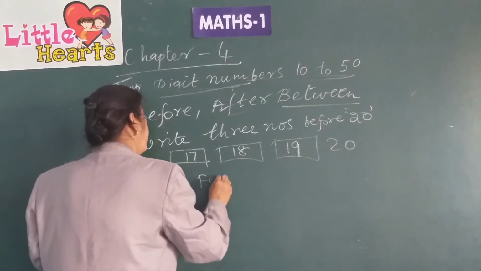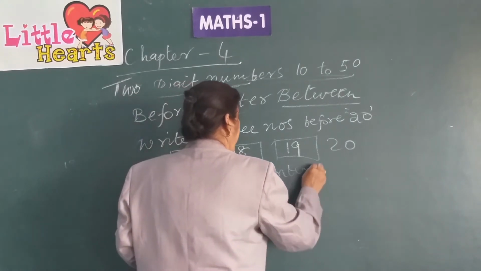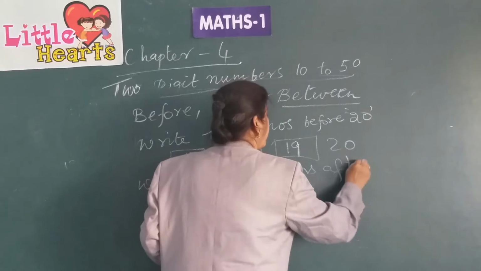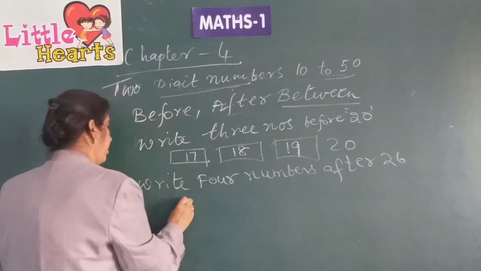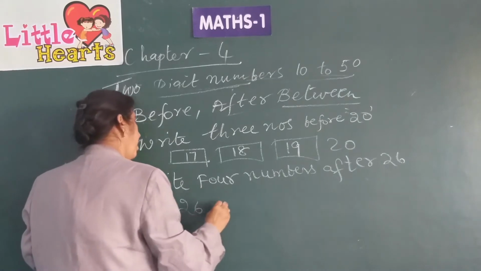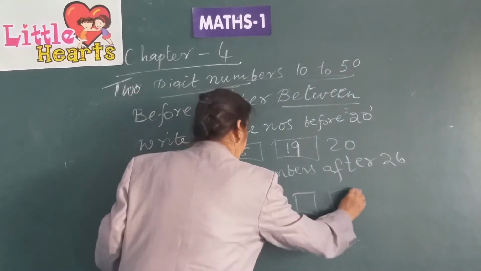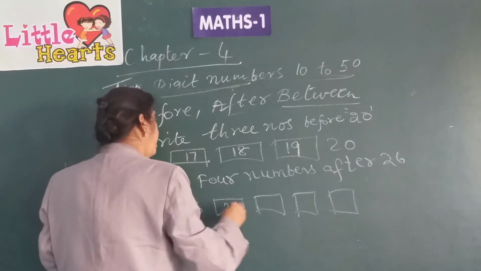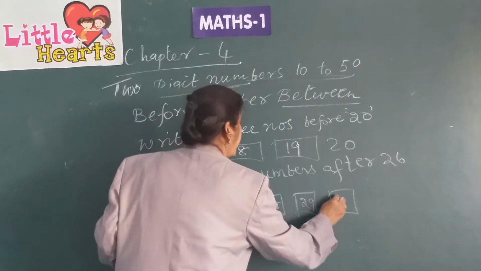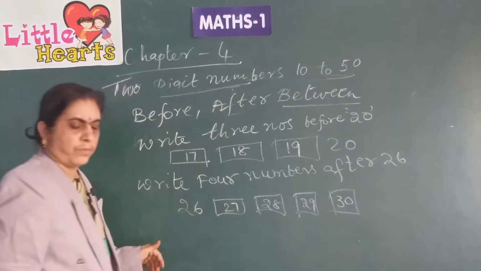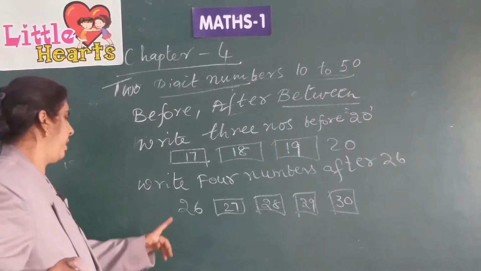Write 4 numbers after 26. 27, 28, 29, 30. 4 numbers after 26.